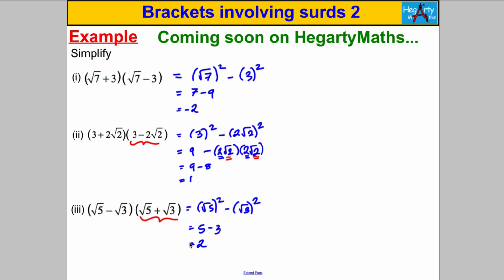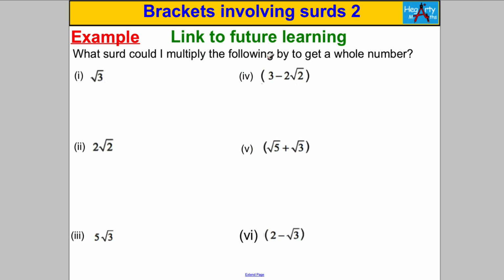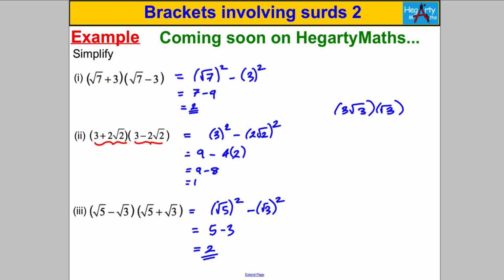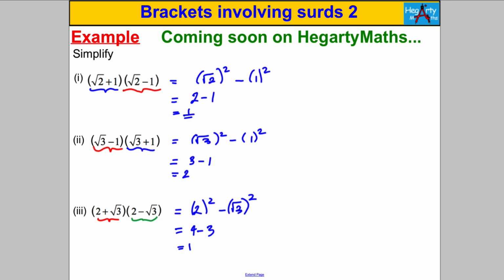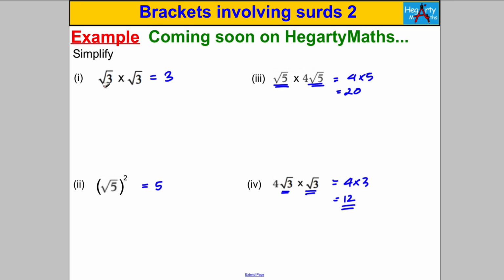So next question. What surd could I multiply each of the following surds by to get a whole number? Now maybe you've spotted what's been happening in this video. All my answers have been whole numbers to all the multiplications I've done. So here, when I multiply a bracket by its conjugate, I've been getting a whole number, here and here. And similarly, when I multiply a square root by itself, I get a whole number.